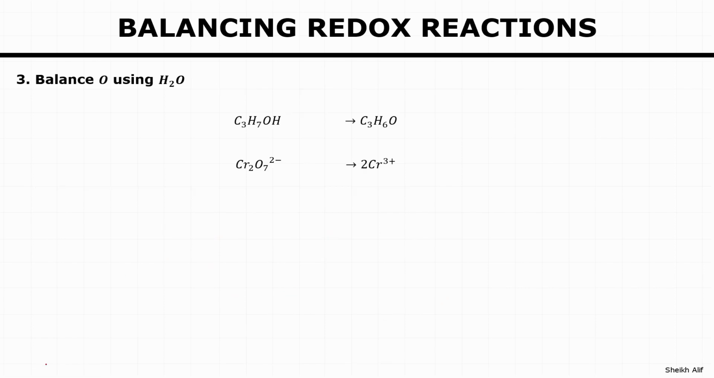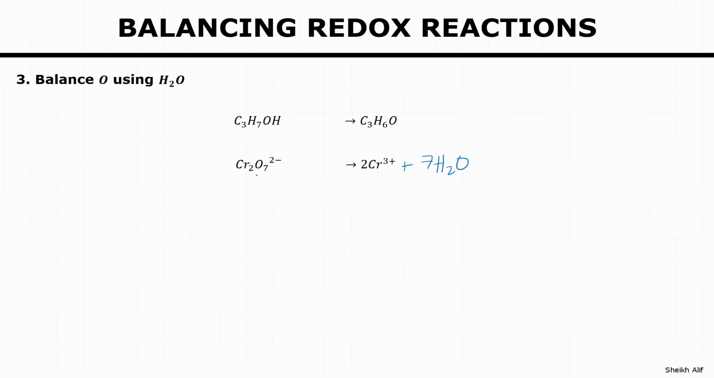The next step is to balance oxygen using waters. So if you look at the first half reaction here, you realize that there's 1 oxygen on the left, 1 oxygen on the right. Both the reactants and the products have 1 oxygen, so we don't really need to balance anything. But on the second reaction here, you have 7 oxygens on the reactant side, but none on the product side. So let's add 7 waters to balance out all the oxygens.